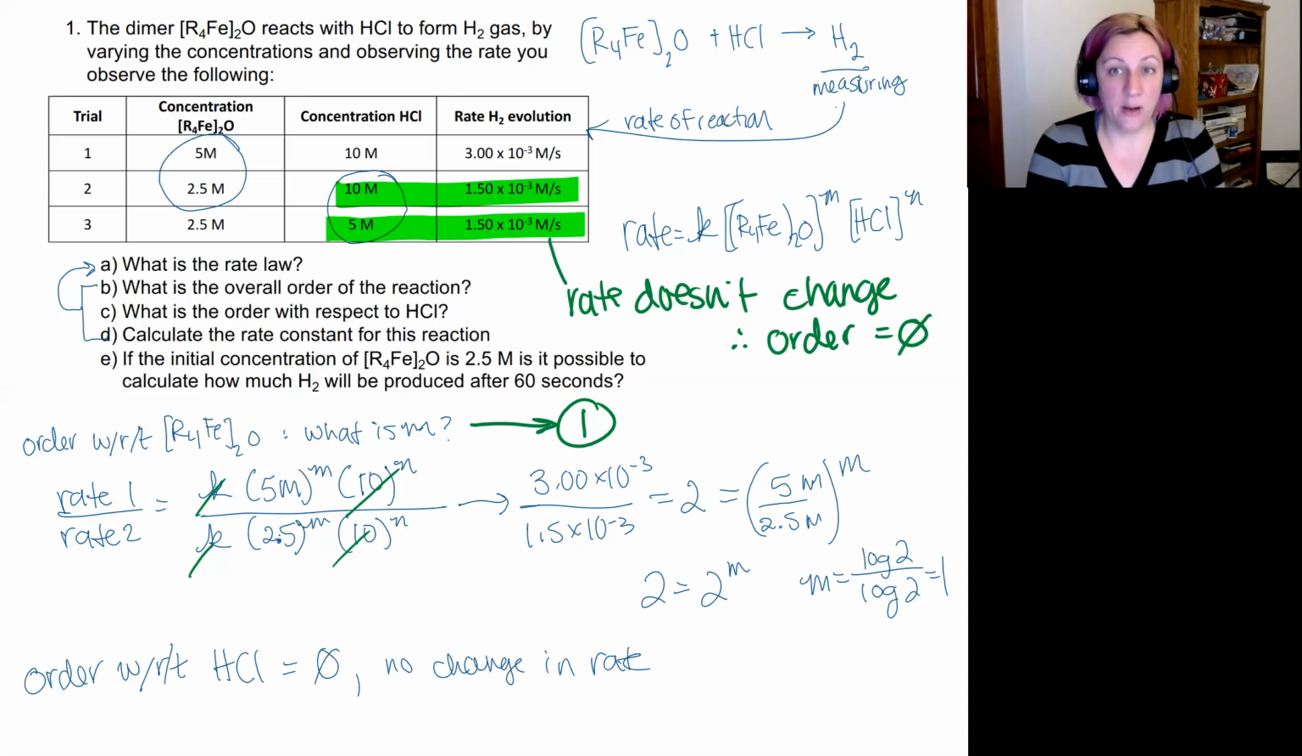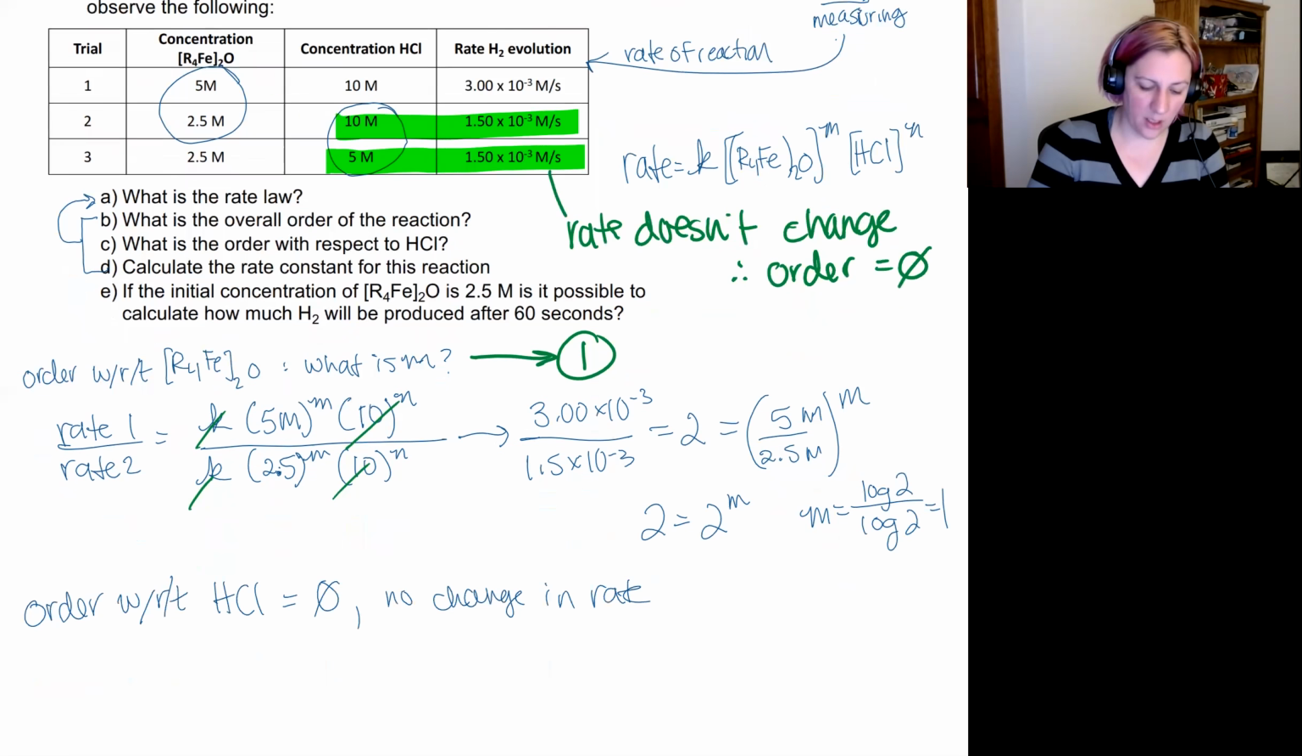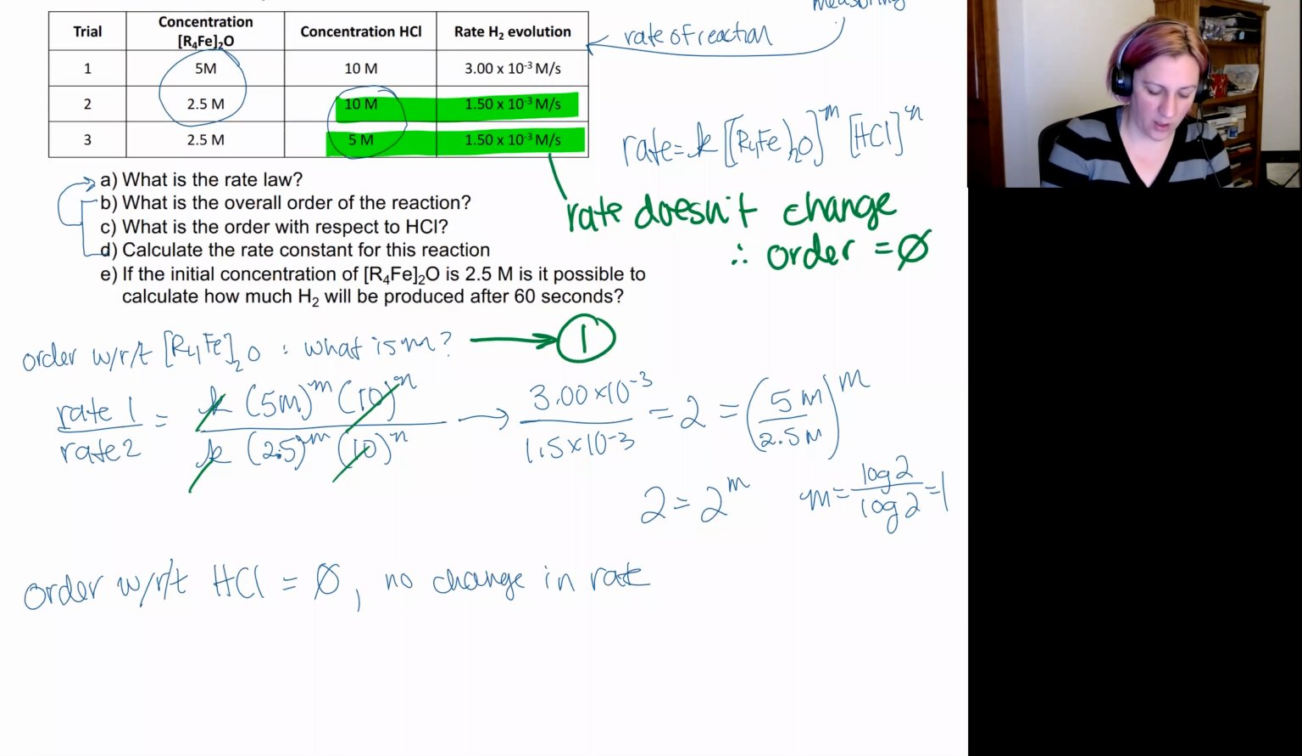All right, so I have my orders. Now I can figure out what the rate constant is, and that'll allow me to write out my whole rate law. So I'm going to go ahead and just use the first one. So let's figure out what K is. So I'm going to use trial 1. You can use any of the other ones that you like. It doesn't really matter.